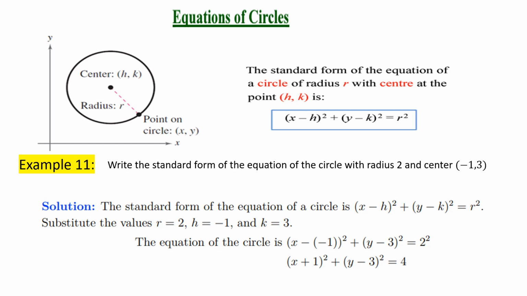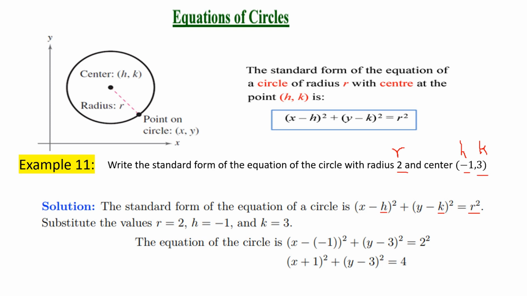Write the standard form of the equation of the circle with radius 2 and center negative 1 comma 3. So I have h equal to negative 1 and k equal to 3, and the radius, which we mentioned is r. So in the question we have r, h and k. So in the general form of the equation of a circle, you just replace h by negative 1, k by 3 and r by 2. So here minus of minus will become plus. So (x plus 1) squared plus (y minus 3) squared equals 2 squared, which is 4.